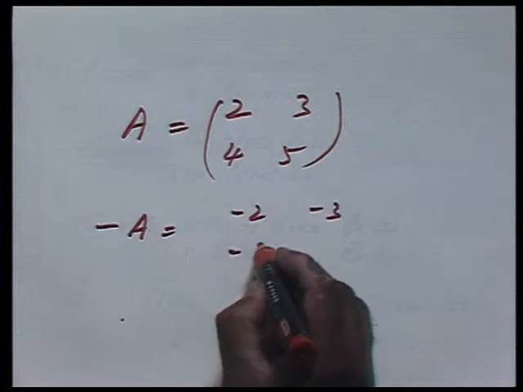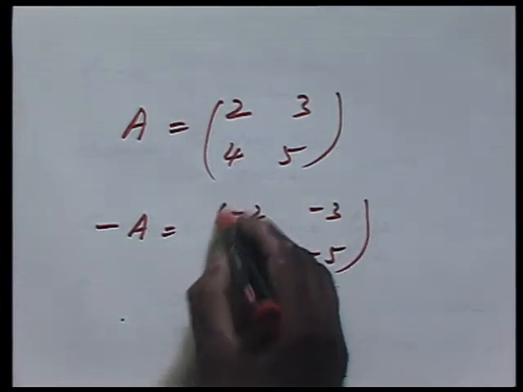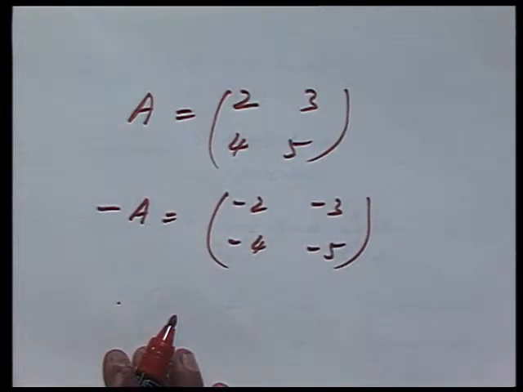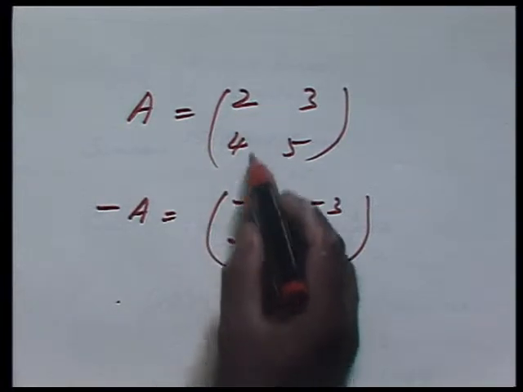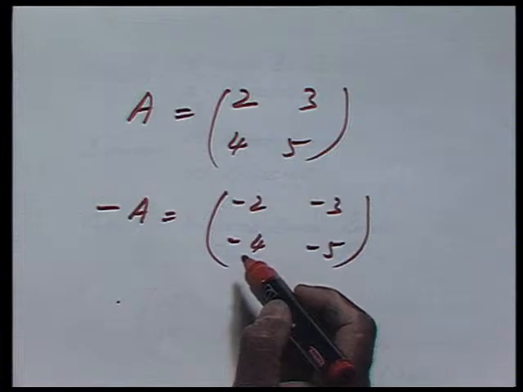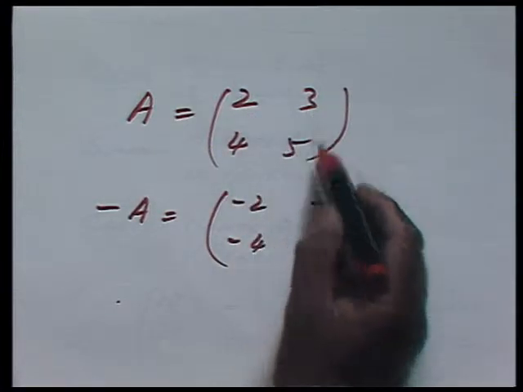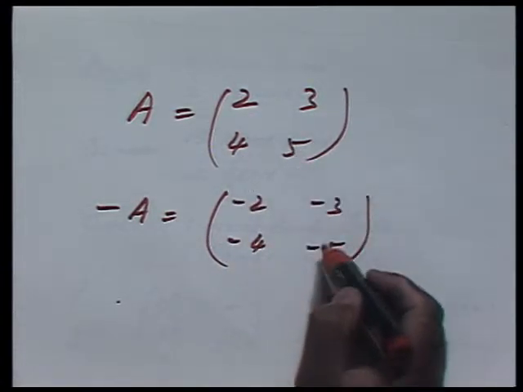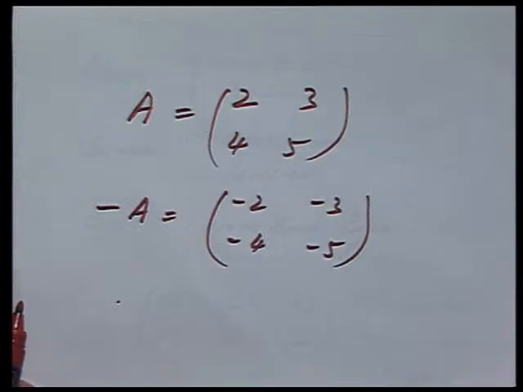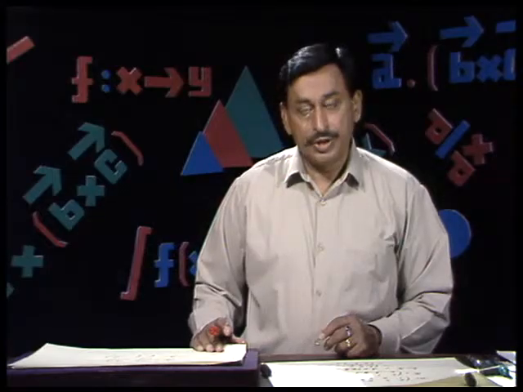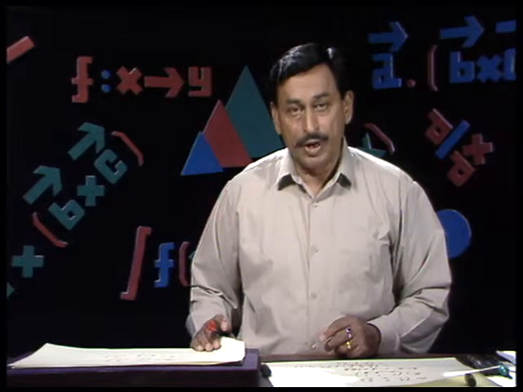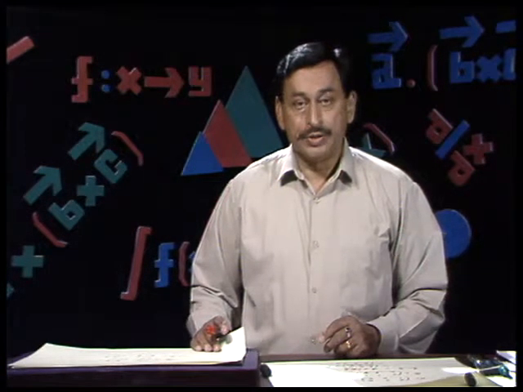Say this is A: 2, 3, 4, 5. Additive inverse is minus A, which means this is the additive inverse. Because when you add these two, you are going to get the 0 matrix: 2 minus 2, 3 minus 3, 4 minus 4, 5 minus 5.